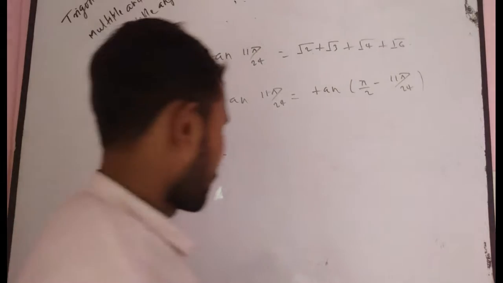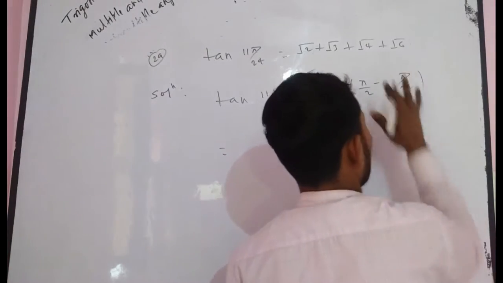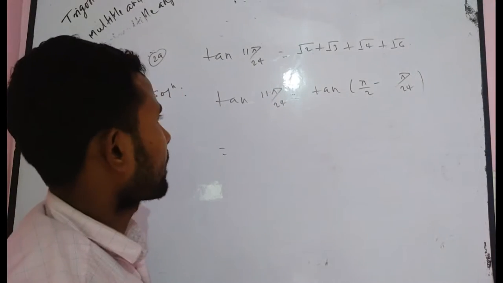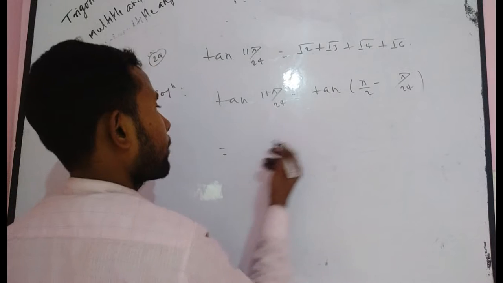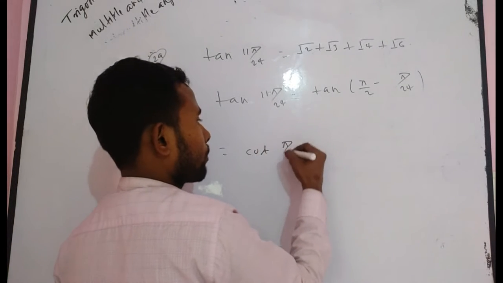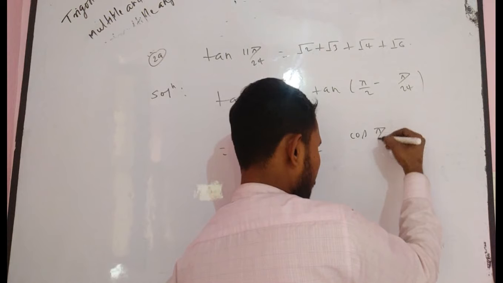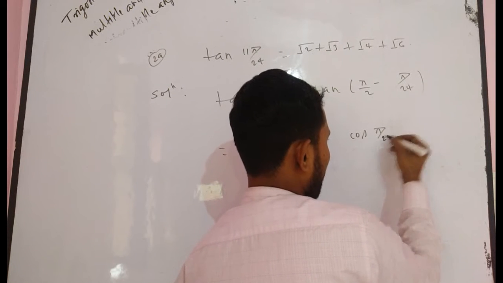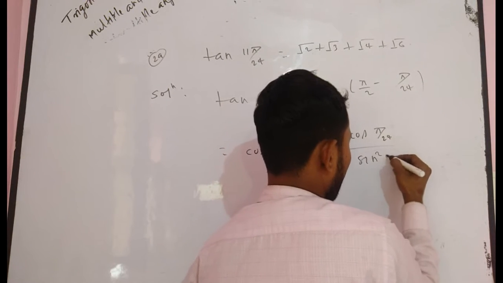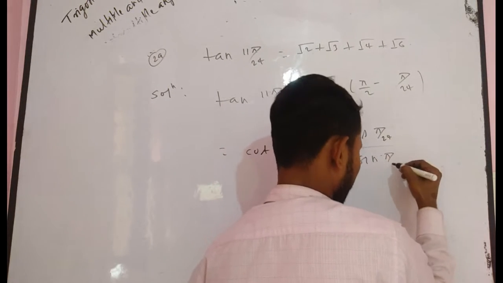Sorry, one minute, I want to say again. Pi by 2 minus 11 pi by 24 becomes pi by 24. So this is correct: tan of pi by 2 minus theta will be cot theta, which is cot pi by 24. Now cot pi by 24 is equal to cos pi by 24 divided by sin pi by 24.